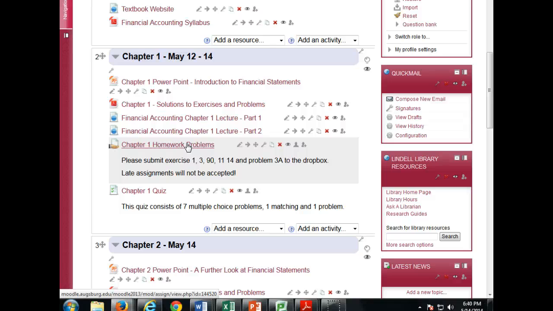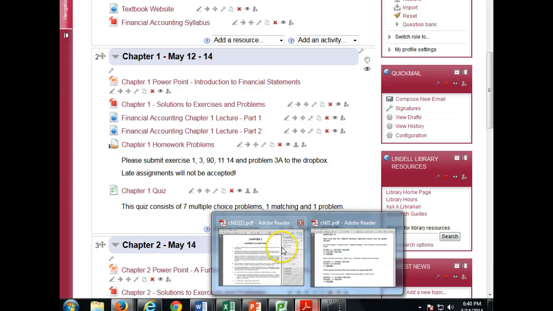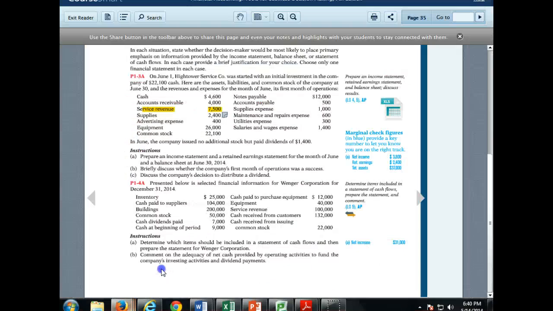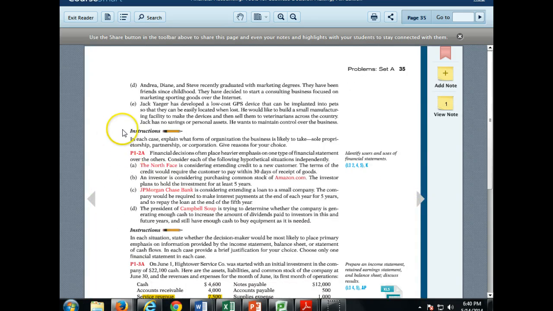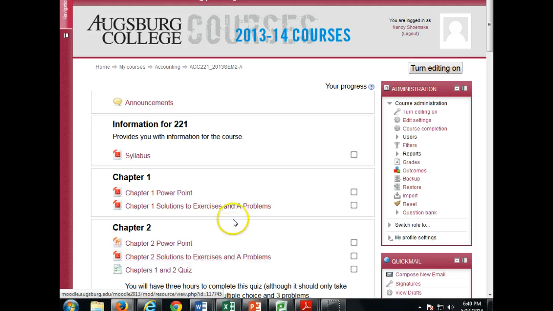Okay? Yes? I found the 1, 3, 9, 11, and 14s, but then where was the 3A? Is it just with the other exercises? Oh yeah, it's after the exercises, then it's problems. So look here, if you look at the book, you see how the exercises, here's exercise 114, and then it moves right into problems. Okay.